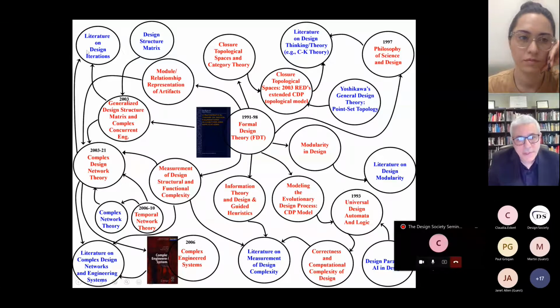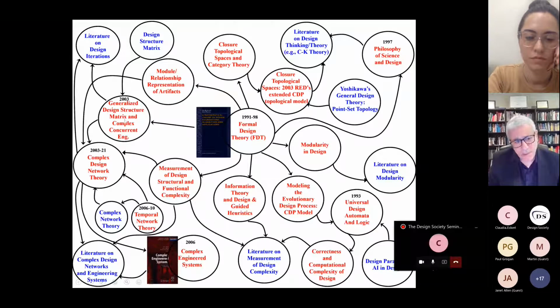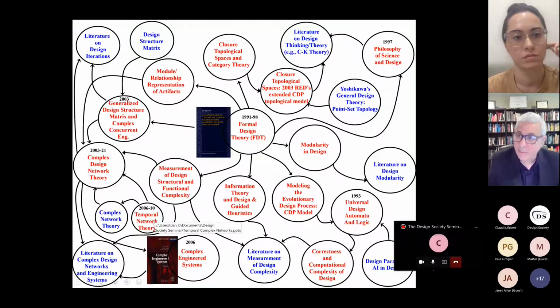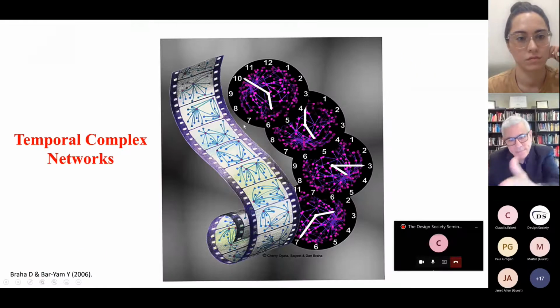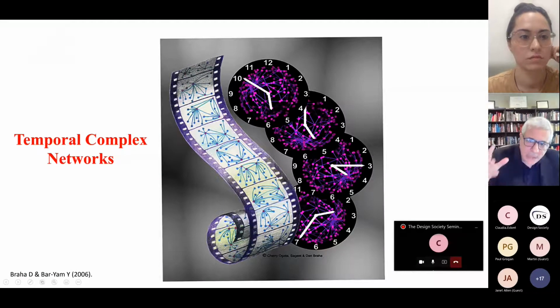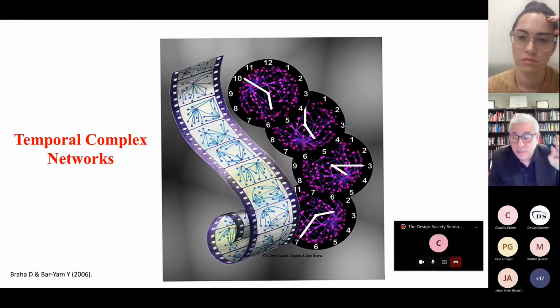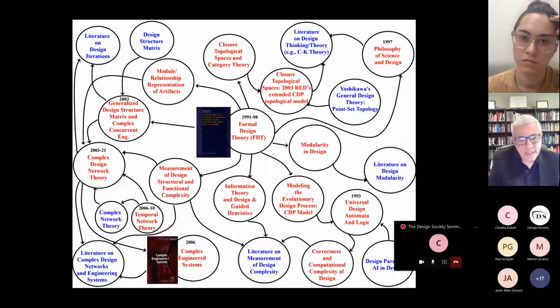The work on the generalized design structure metrics influenced the literature on design iterations quite significantly, and also led to my personal interest in design network theory. In a way, this work was also influenced by my work in temporal network theory. We wrote a paper where we first analyzed networks as time series entities that change over time. That was the first paper in the area of temporal complex network theory, and it had an impact on me personally, leading to my own interest in complex network theory.